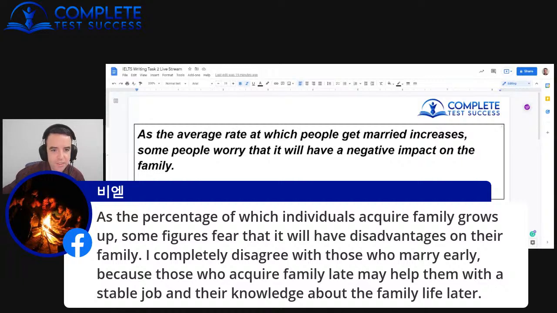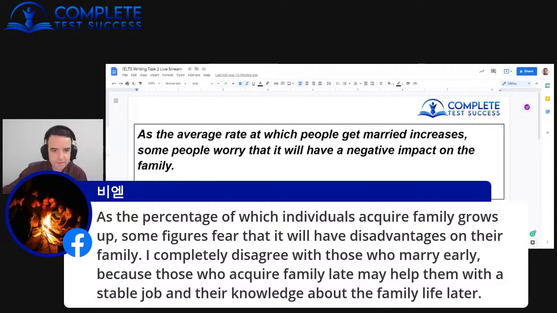Dominic: "As the percentage of which individuals acquire family grows up..." the vocabulary here isn't clear, Dominic. "Some figures fear." Figures are numbers, not people. We talk about public figures in that context, but it's not a direct synonym for people. So people fear that it will have disadvantages on their family. "I completely disagree with those who marry early." So you're not disagreeing with the people who marry early. You're disagreeing with the people who think it will have a negative impact on family life.